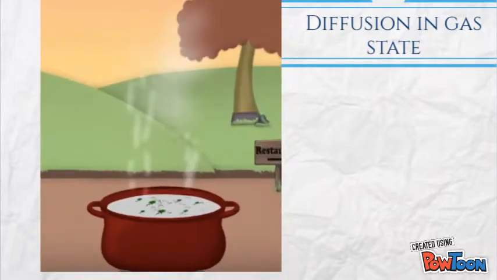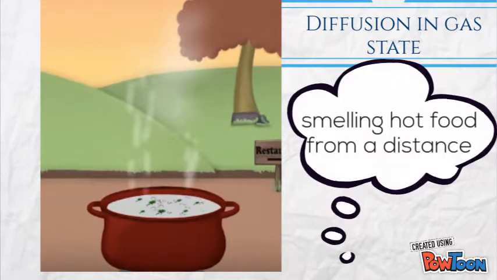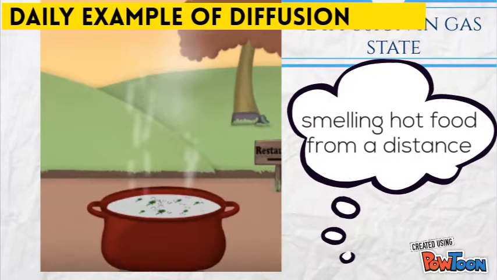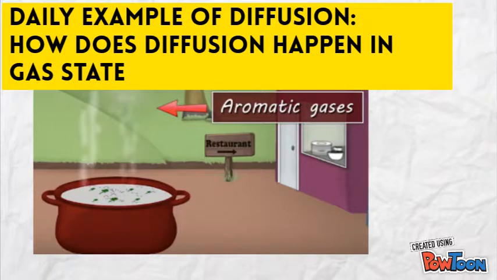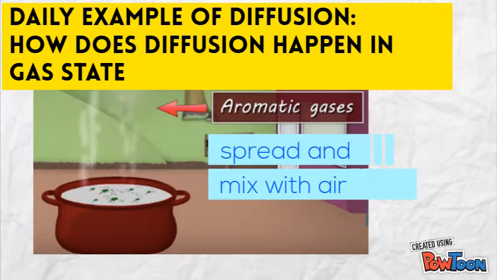Now that we have gone through how diffusion occurs in a liquid medium, let's also look at how diffusion happens in the gas state. Have you ever thought about why you're able to smell hot food? How does the smell of that food reach you? When the food is cooked, it releases some aromatic gases into the air. The gas molecules spread and mix with air. When the air reaches our nose, we get the smell of food. This is an example of how diffusion happens in the gas state.